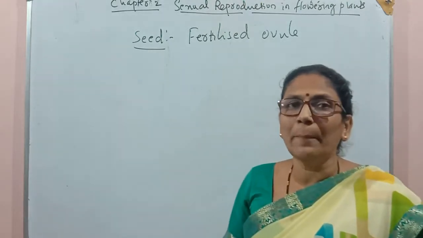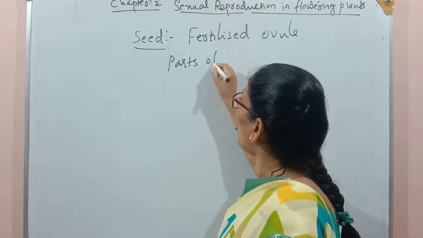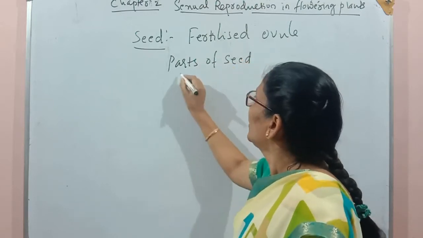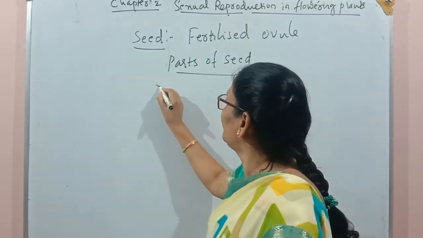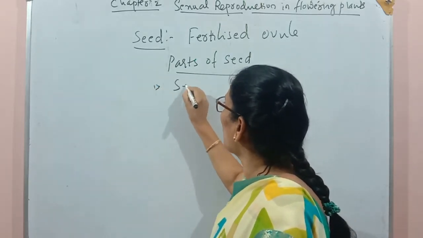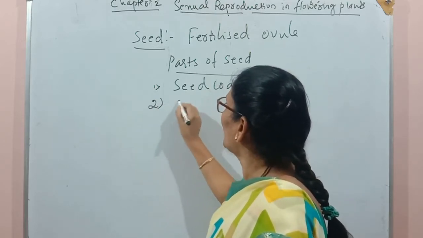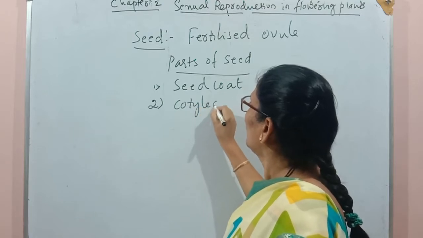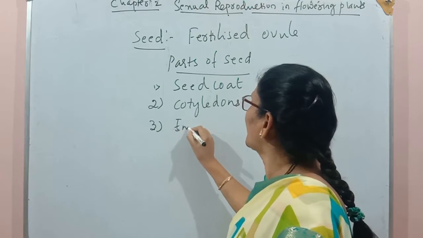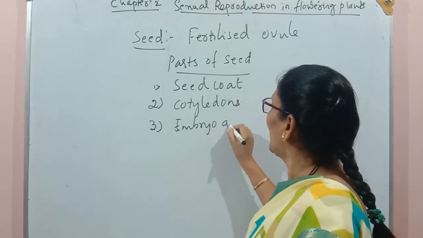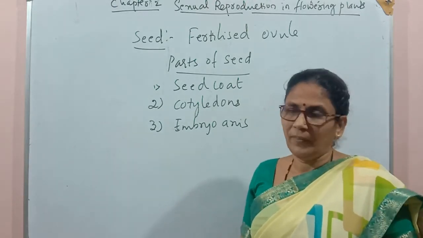Usually a seed has three parts. The parts of the seed: a seed is made of usually three parts. One is the seed coat. Second one is the cotyledons. And third one is the embryo-axis. So these are the three parts of seed.